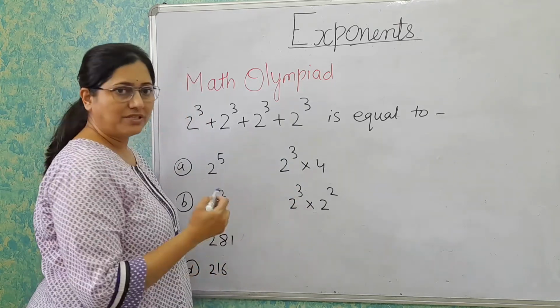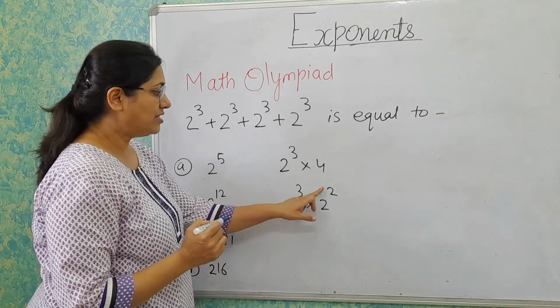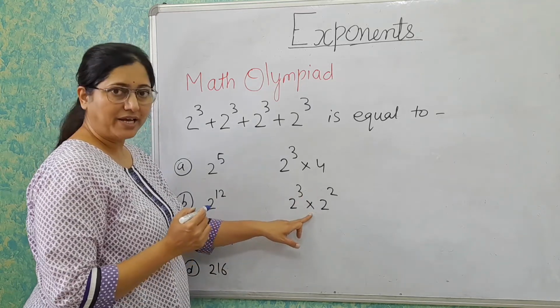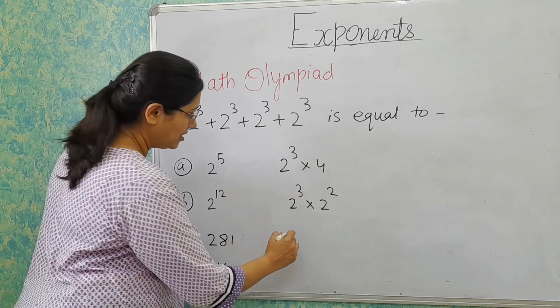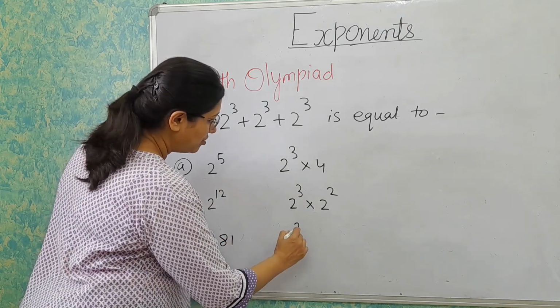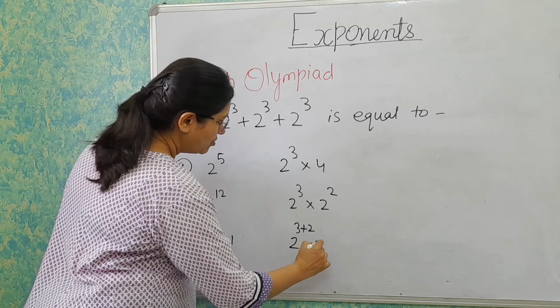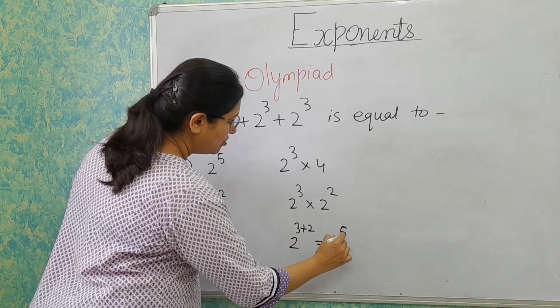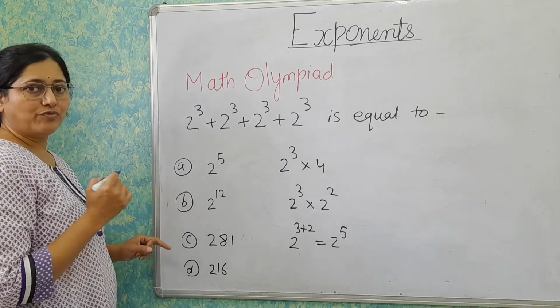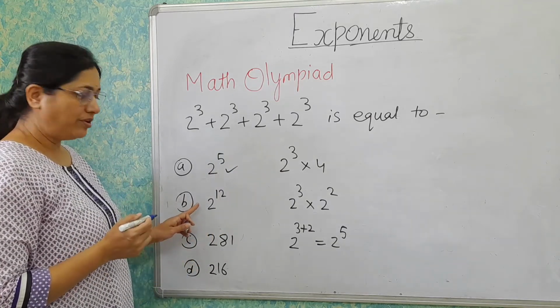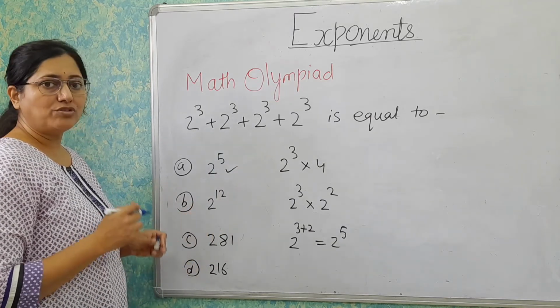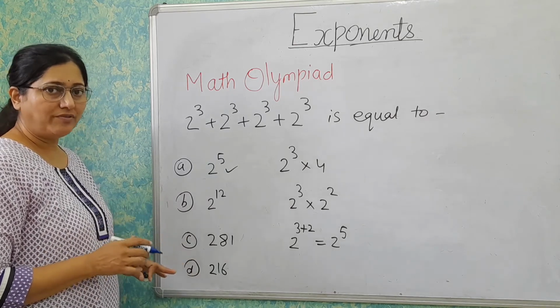So whenever bases are same and exponents are different and we have to multiply these kind of numbers, we have to simply add the exponents. So I can say 2 raised to the power 3 plus 2. So our answer is 2 raised to the power 5. So first answer is the correct one. Now you don't have to check other options because all of these options are not available.